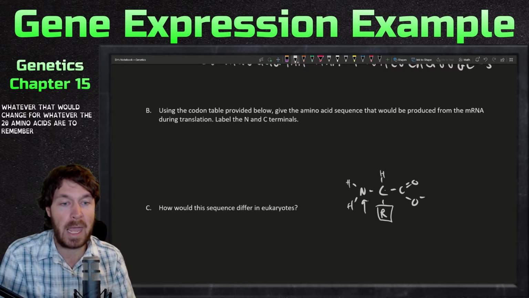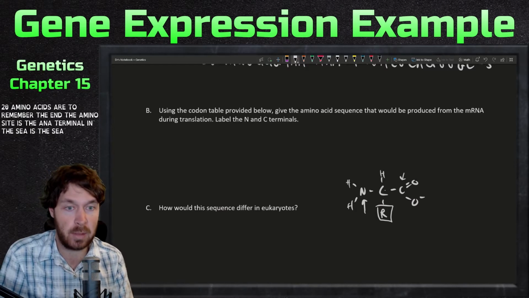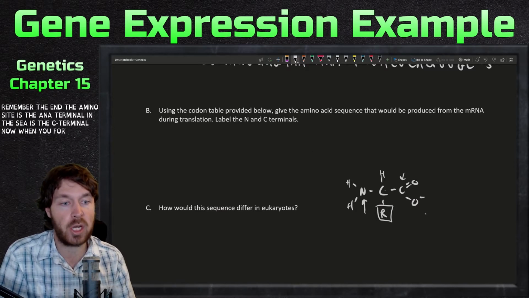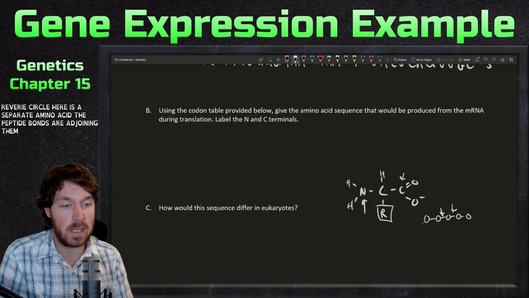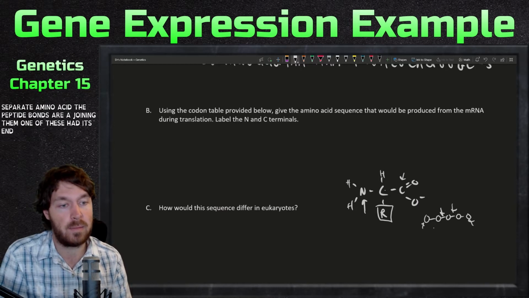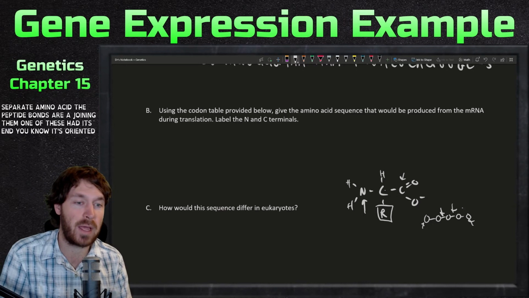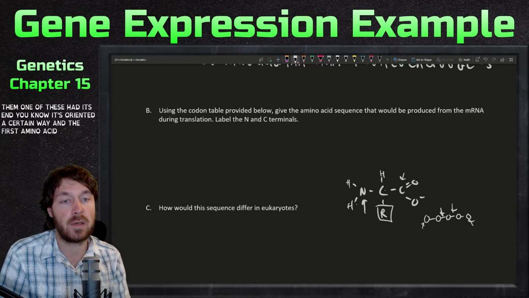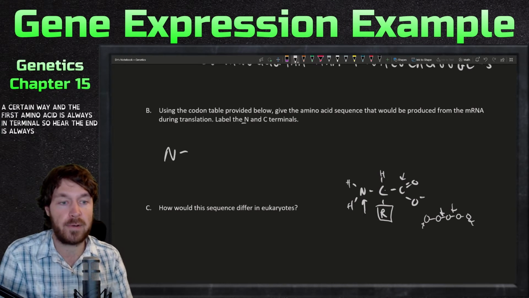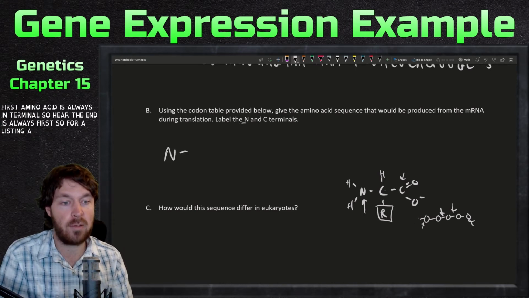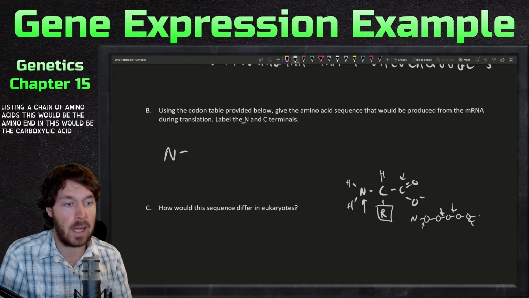Remember, the N, the amino site, is the N terminal, and the C is the C terminal. Now, when you form that chain of amino acids, where every circle here is a separate amino acid, the peptide bonds are adjoining them, and the chain is oriented a certain way. The first amino acid is always the N terminal. So the N is always first. If we're listing a chain of amino acids, this would be the amino end, and this would be the carboxylic acid end down here.